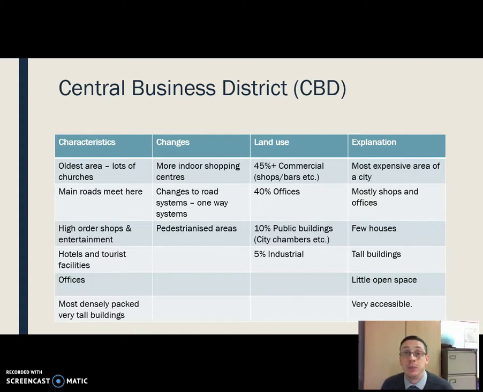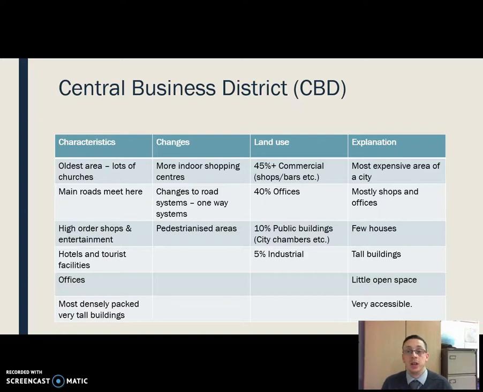And along the same kind of theme, we've got pedestrianised areas. So one of the big things with the CBD is shopping. So we want an area, or numerous areas, where pedestrians can walk freely, access shops without having to cross main roads consistently.